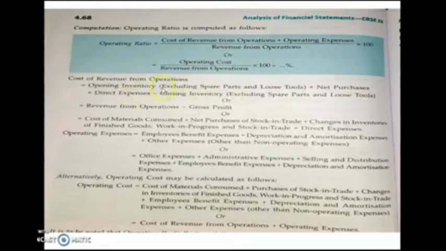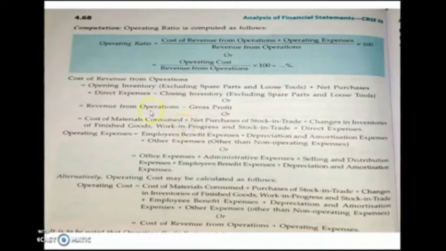If you look into the question, you can see you have to exclude spare parts and loose tools while calculating opening inventory and closing inventory. The other formula is revenue from operation minus gross profit. There is one more formula: cost of material consumed plus net purchases of stock in trade plus changes in inventories of finished goods, work in progress and stock in trade plus direct expenses. So there are three formulas given to you.